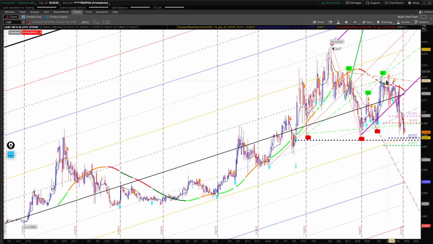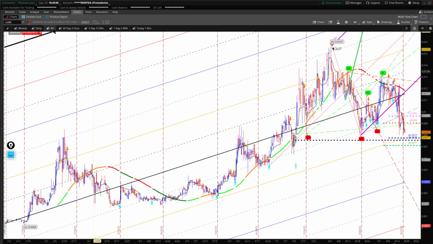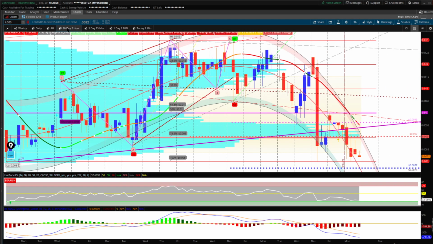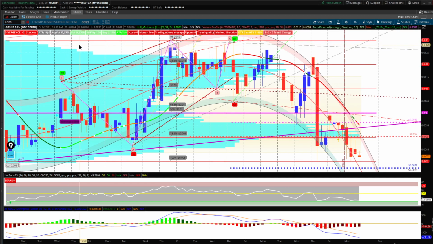So things are starting to look up for LGBS too. This is looking like a good buy-in opportunity on the 20-day 2-hour chart. Again, we had that big massive drop here. We're getting close down to the 100% retracement, so it's looking ugly on this chart, just about as ugly as the way my chart looks. Oh my goodness, this is a plate of spaghetti. But that usually means there's a lot of tug of war going on here, and that's exactly what's going on.